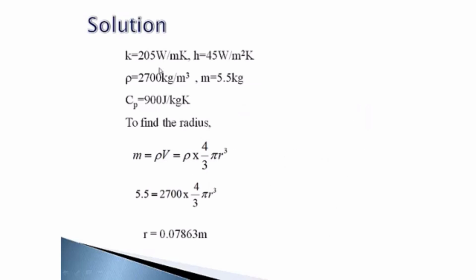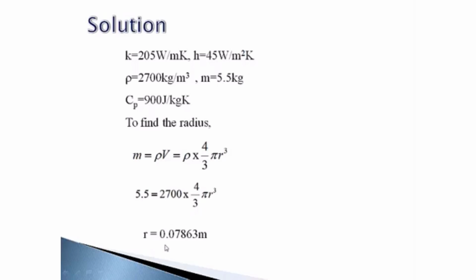Now the data given is thermal conductivity 205 watts per meter Kelvin, heat transfer coefficient 45 watts per meter square Kelvin, density 2700 kilogram per meter cube, mass 5.5 kg, and specific heat of the material 900 joules per kilogram Kelvin. Now to find the radius, we know the mass, and we know that mass is equal to density into volume. Mass is known, density is known, and the volume of a sphere we know is 4 by 3 pi r cube. So substituting for mass and density, you will get the radius of the sphere.